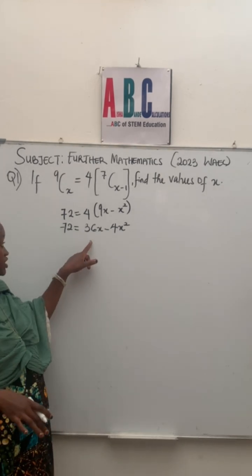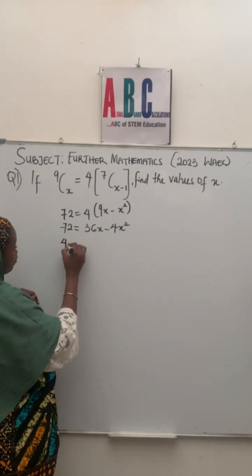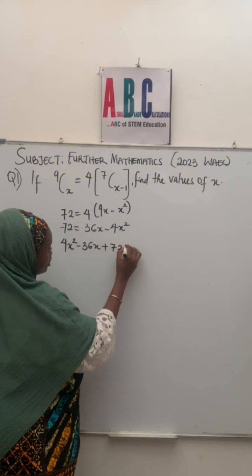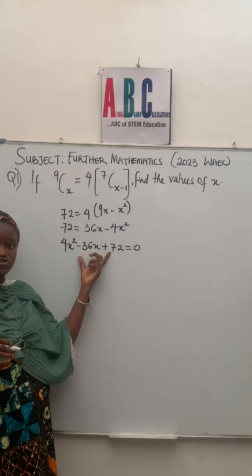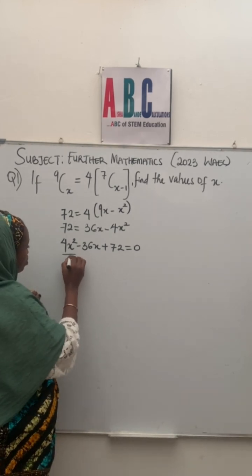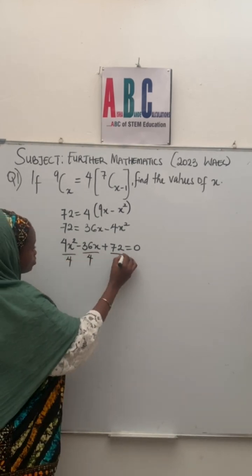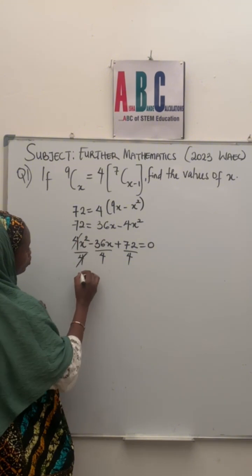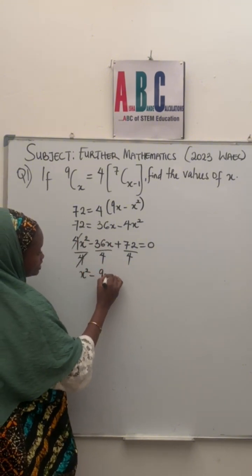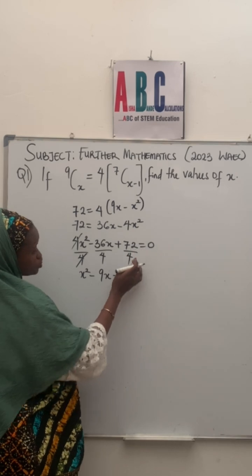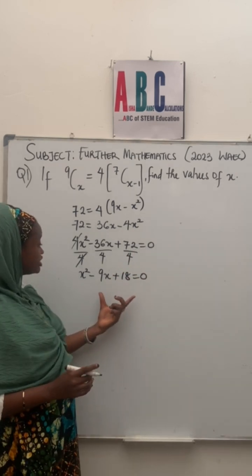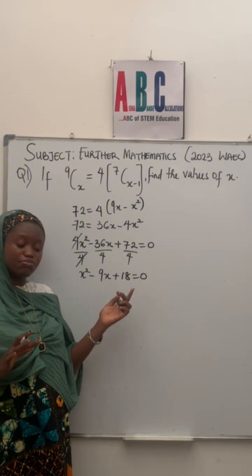This is looking like a quadratic equation. So this becomes 4x squared minus 36x plus 72, then we equate to 0. So this is the quadratic equation. Now we can take it to the simplest form by dividing through by 4. 4 cancels 4. We have x squared minus 36 divided by 4 here gives us 9x plus 72 divided by 4 gives us 18 equals to 0. So looking at this now, this is the quadratic equation in its simplest form.